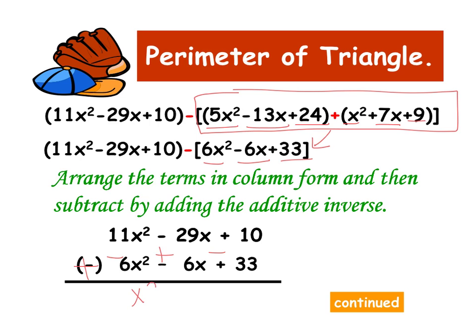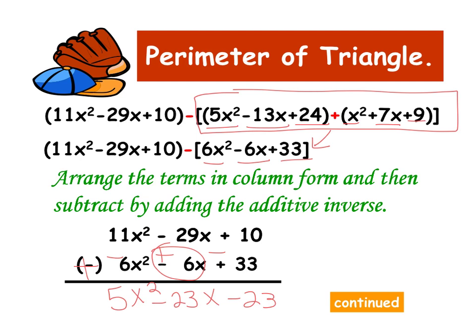And all I do is my x squares are lined up. 11 minus 6 is 5. My x's, negative 29 minus 6 is negative 35. Oops, and that is negative 9 plus 6. Almost made a mistake there. So that is actually negative 3. And 10 minus 33 is negative 23.